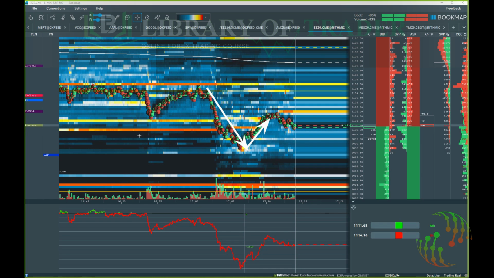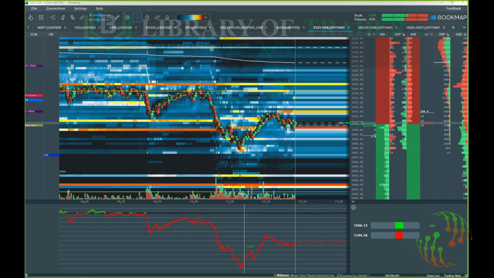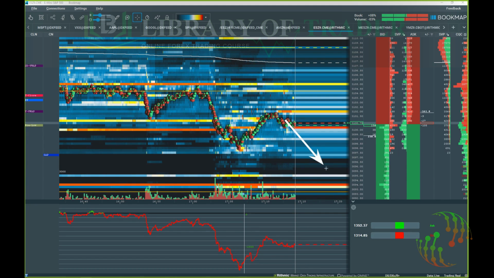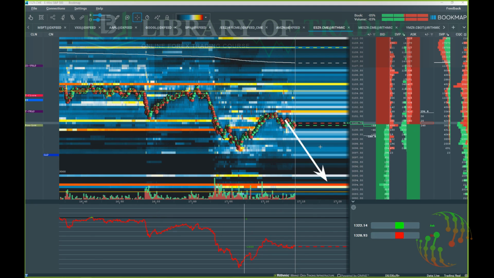Pullback. Yes. Now let's see whether this works out. This can take a little bit of time. This is the next area here. Good.